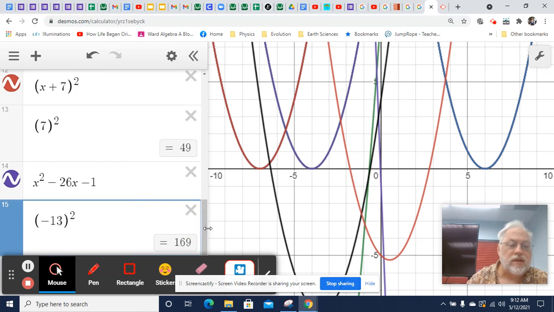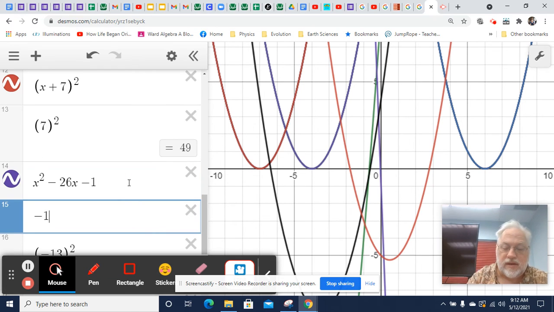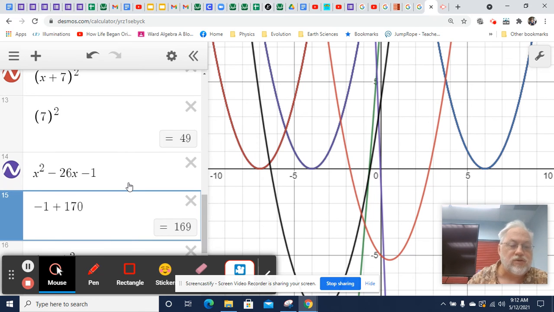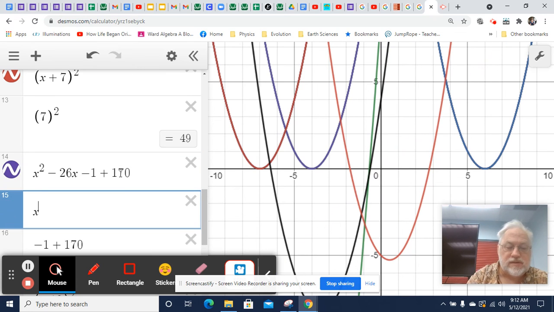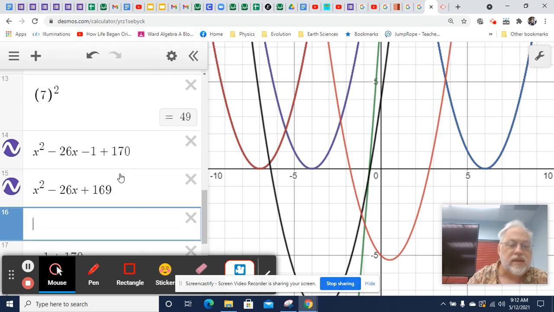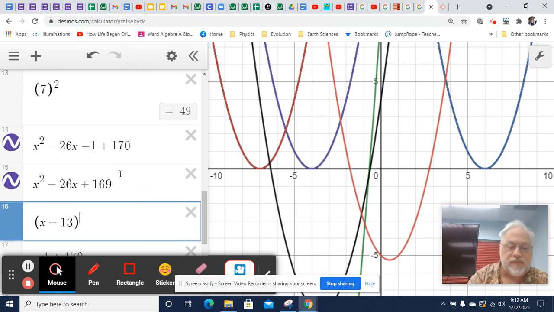So I'm going to go back and look at this, and I need to turn this -1 into 169. So if I take -1 and I add 170 to it, I get 169. So I'm going to add 170, and then I'll have x squared minus 26x plus 169. And that will factor nicely into x minus 13 squared.